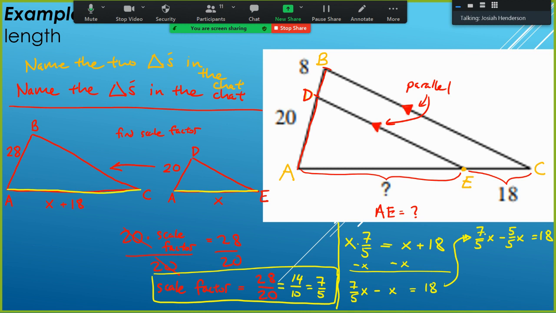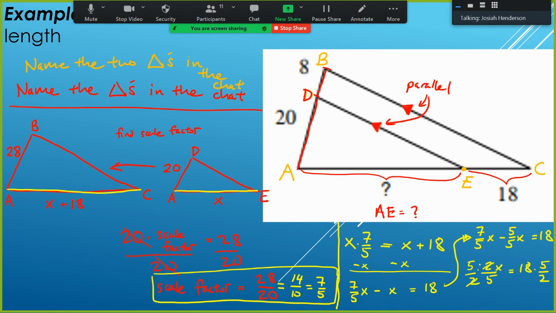So 7x minus 5x is 2x, 2/5 x. And now we're just one step away. We multiply both sides by 5 to cancel out the fraction, and we've got to divide both sides by 2 to cancel out that 2 times x.